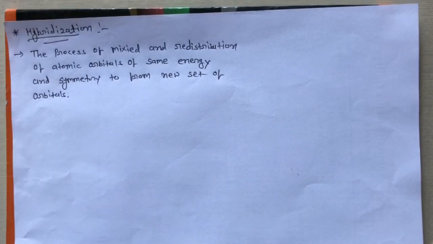The process of mixing and redistribution, એટલે કે મિક્સ કરવું ઓર્બિટલને લાઈક S પ્લસ P and એને બોન્ડ બનાવવા માટે એના ઇલેક્ટ્રોનના રીડિસ્ટ્રીબ્યુશન કરવા, રાઈટ, ઇન ધ એટોમિક ઓર્બિટલ, અને સેમ એનર્જી અને સેમ સિમેટ્રીવાળી નવી હાઇબ્રિડ ઓર્બિટલ જનરેટ થાય તો એને આપણે શું કહી શકીએ? હાઇબ્રિડાઇઝેશન, રાઈટ.